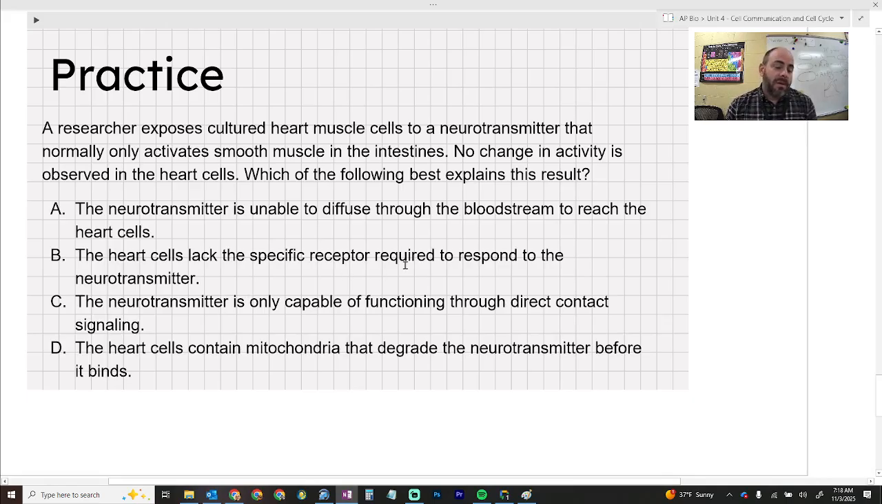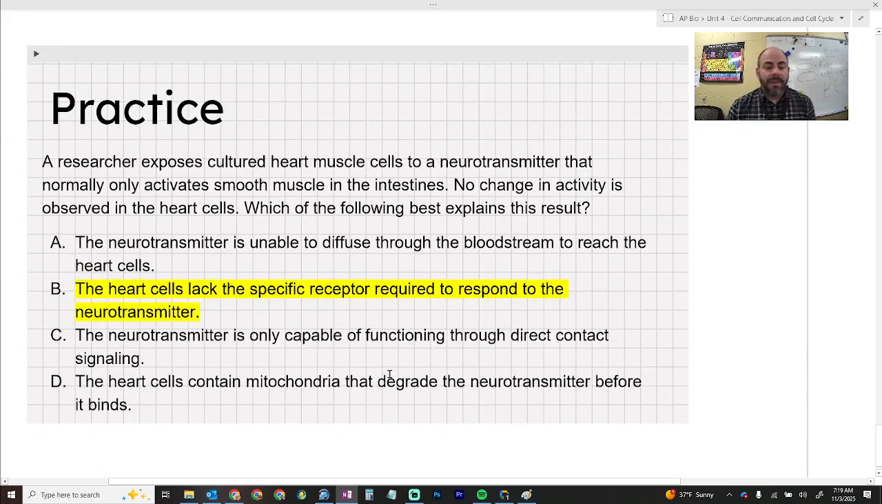Neurotransmitters are only capable of functioning through direct contact. Nope, it's not. And the heart cells contain mitochondria that we have to make up things in order for D to be correct. We like B. I hope this was helpful. We're going to be doing 4.2.